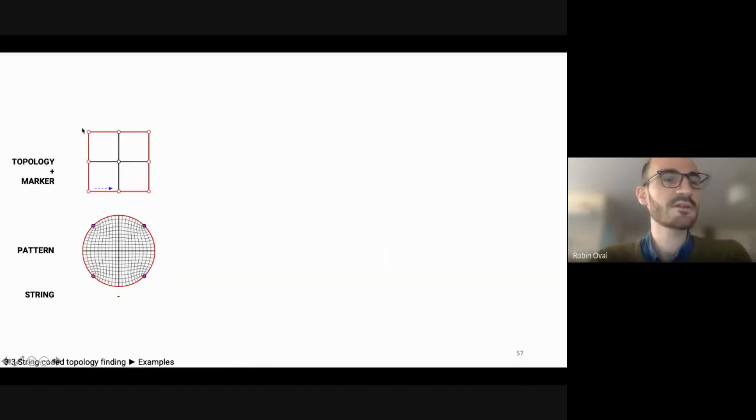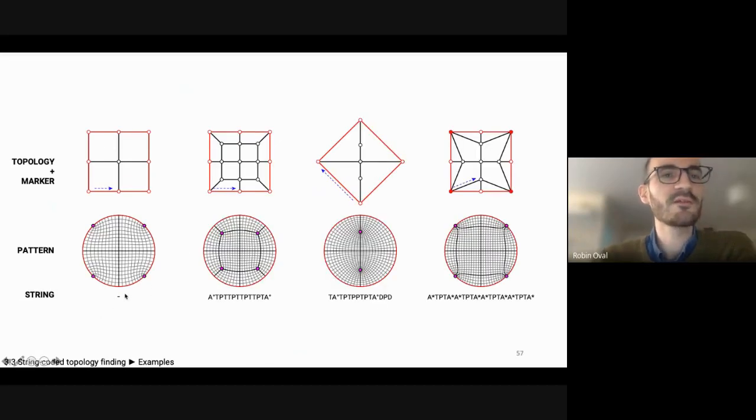And as such, you can actually explore the coarse quad mesh, and then you have to define how you go from the topology to the pattern, here for densification and smoothing and mapping to a circular boundary, by exploring different strings that encode these different rules. So there's A, T, P, and D. You can actually move a marker around and add elements or delete them.